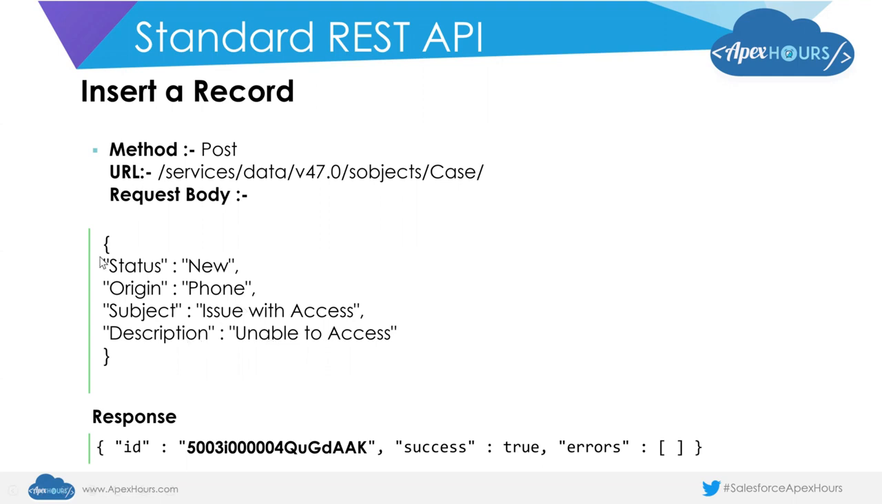We are sending the body as status, origin, subject, description, because these are the fields on the case record, and the response we would expect is the ID of the case being created and an error message, or if it is successful, then it will send true.